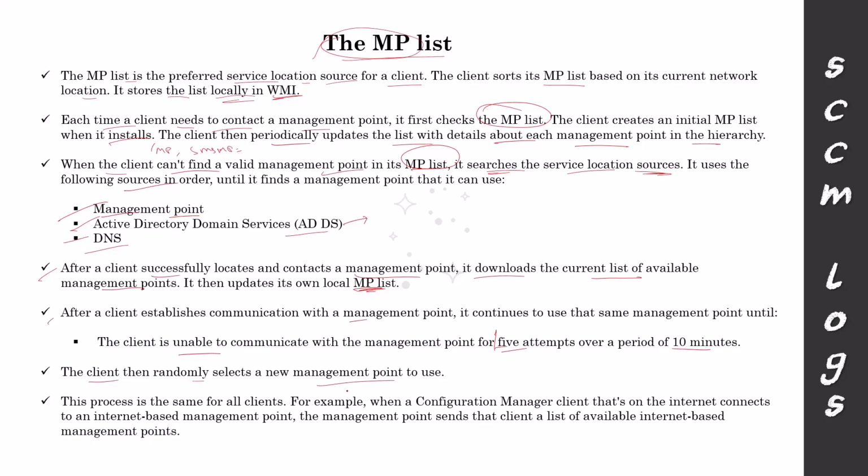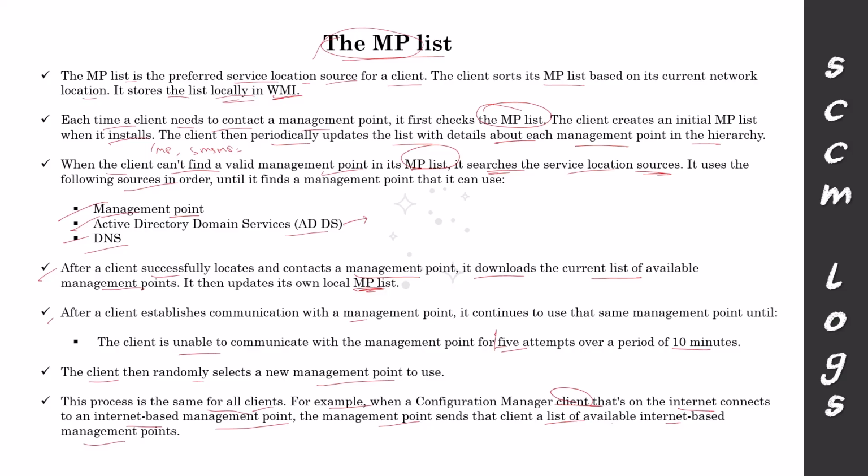This entire process is the same for all clients, which means internet clients as well as intranet clients. For example, here we have a client with an internet connection to an internet-based management point, and then the MP sends the complete list of the available internet-based MPs. So if the client is on the intranet, it will have the intranet MP list. If it is on the internet, it will have the internet MP list. The process is the same for all types of clients.